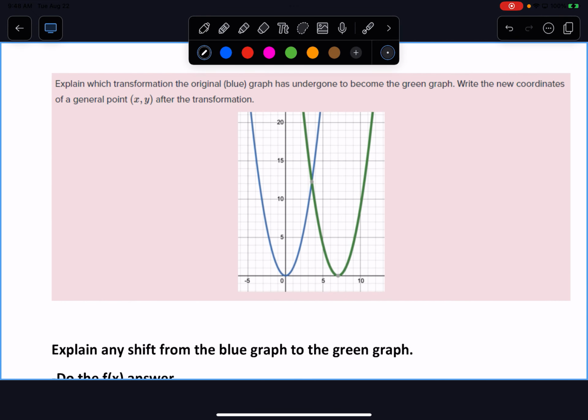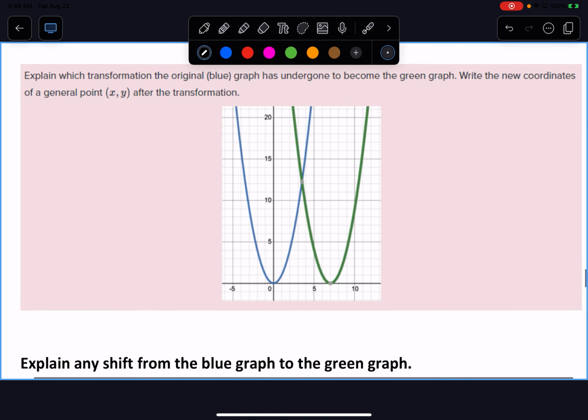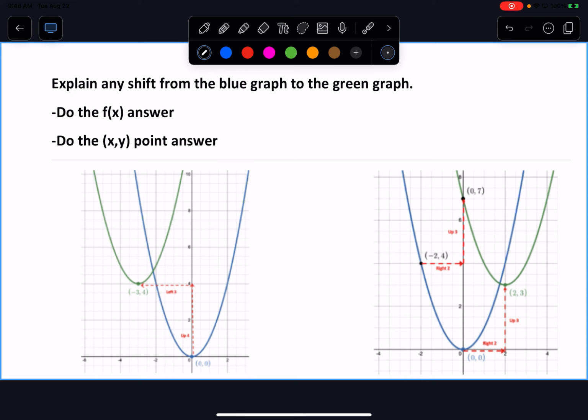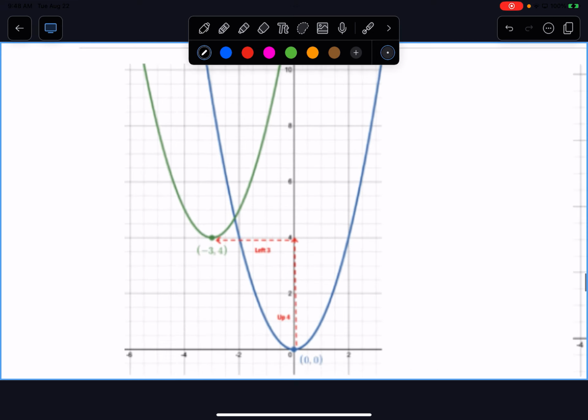Do you guys need to practice one by yourselves? No. You're sure you got it? Yeah. Okay, then I won't force you to. All right, let's just do 2 shifts then to make sure we've got it for the test. So let's look at this one.